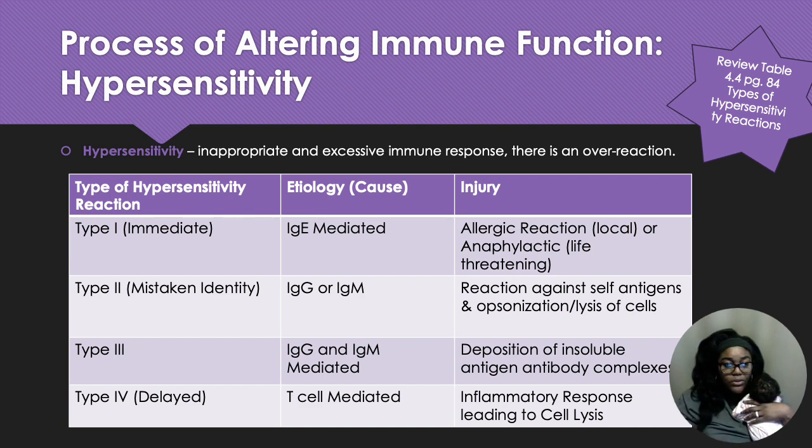Then we have type 2, and this is a hypersensitivity reaction where the body cannot recognize itself versus what's foreign. So type 2 hypersensitivity reactions are a case of mistaken identity, and the immunoglobulins, antibodies, that are involved are IgM and IgG, which makes sense because IgM is related to the first exposure and first presentation of a pathogen, whereas IgG is related to the second exposure of that pathogen. And what's happening here is that the body can't recognize what is itself versus what's foreign.